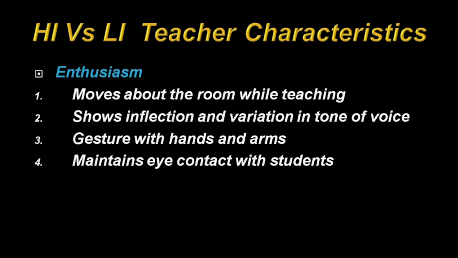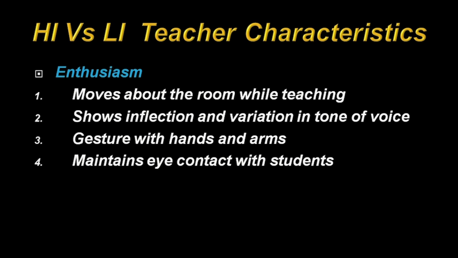This is enthusiasm. We have put only 4. Maybe the raters in the class had LI 12 items of low inference teaching behavior. Maybe they had 16. Out of the 16, they have taken only 4. And what are these 4? Enthusiasm means, according to low inference teaching behavior: moves about the room while teaching, shows inflection and variation in tone of voice, gestures with hands and arms, maintains eye contact with students. These are the things which a faculty member who is known to have high enthusiasm does in the class, and this has been found by the raters who have been put in discreetly during the sessions with agreement from the faculty.